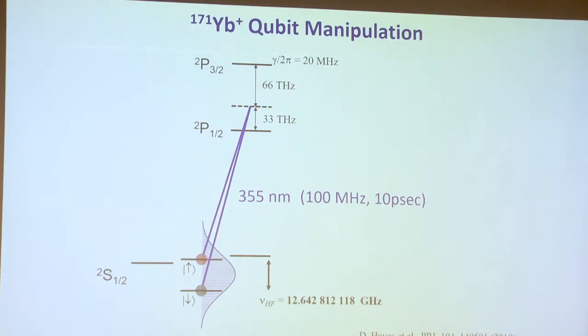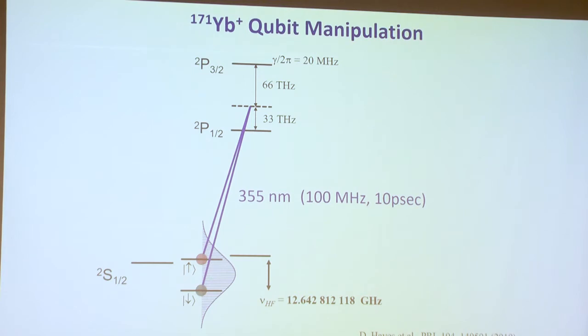So this is 33 terahertz. Remember, the line width is 20 megahertz, so it's 1 million line widths away. So the atom is sort of like an index of refraction. It's dispersive. And we can drive a 2-photon transition if we can conserve energy, of course, by having these 2 colors of light such that their difference frequency is right near this hyperfine splitting, okay?